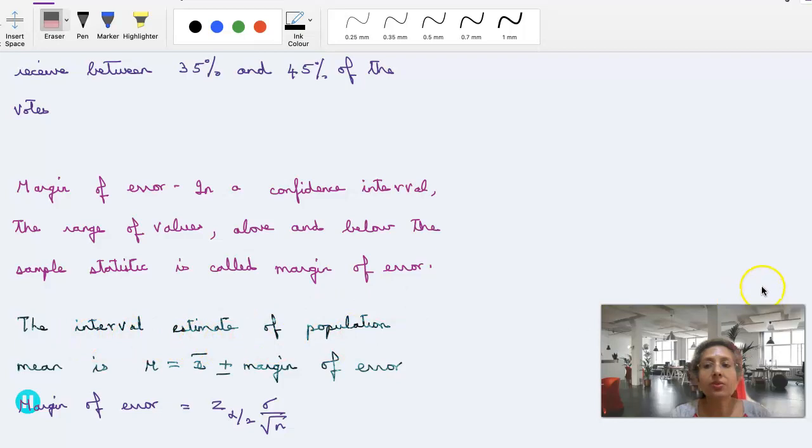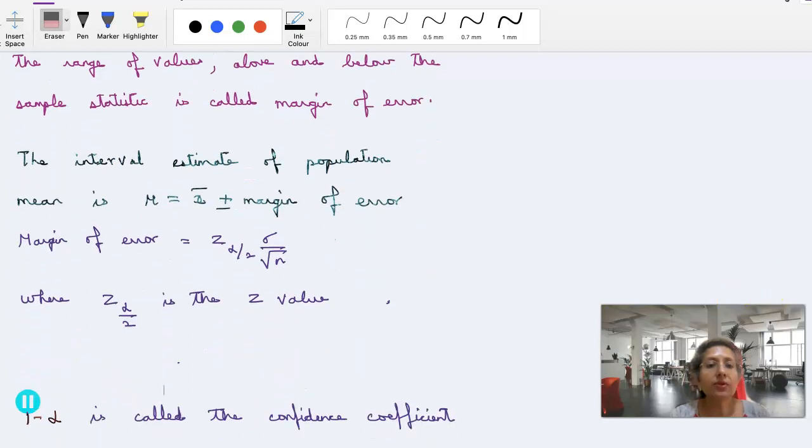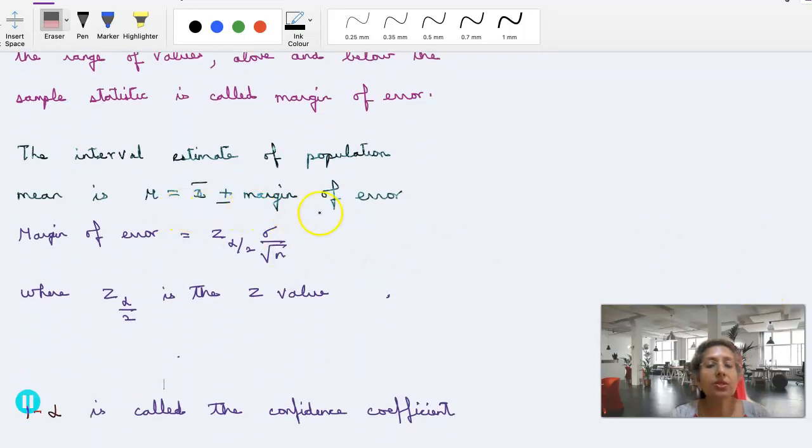Now the interval estimate of the population mean is given by mu equal to x bar plus or minus margin of error, where margin of error is given by z alpha by 2 into sigma by root n, and z alpha by 2 is the z value. So the interval estimate of the population mean mu equals x bar plus or minus margin of error.